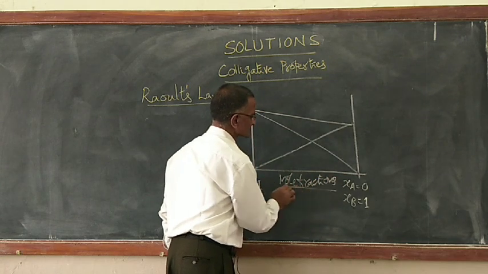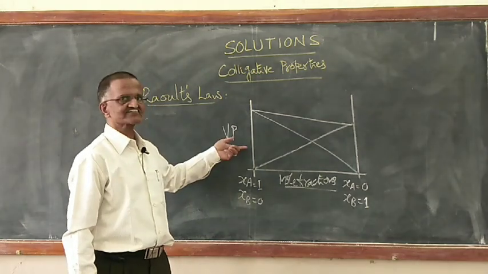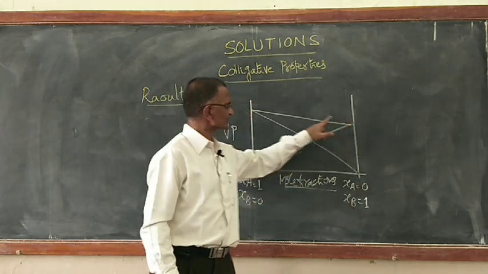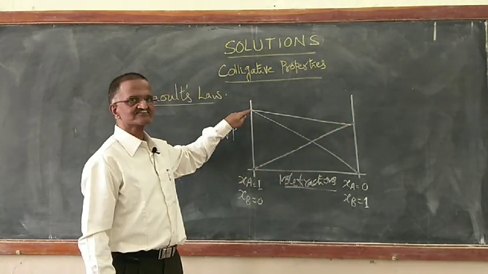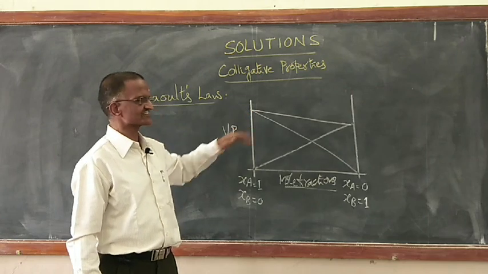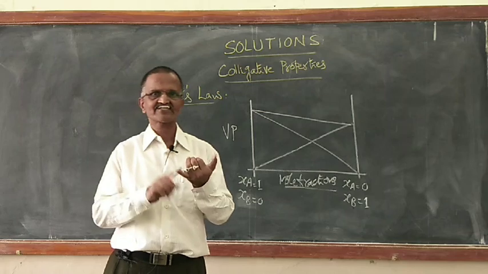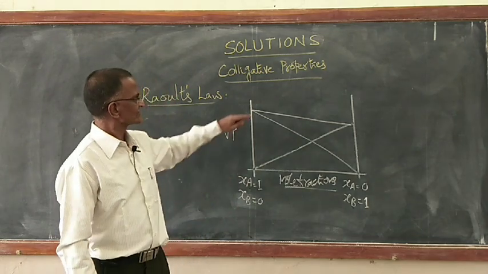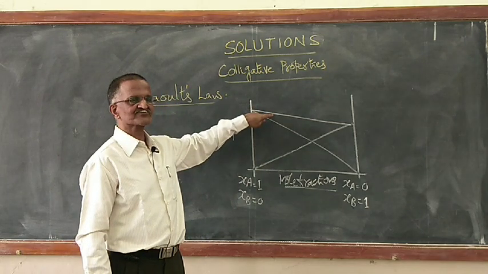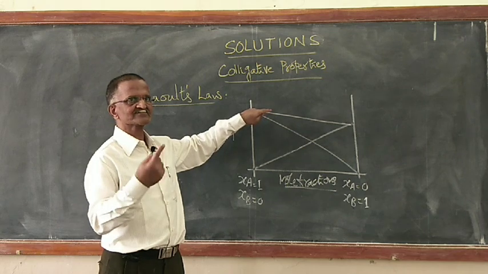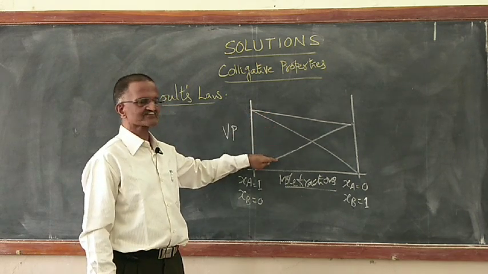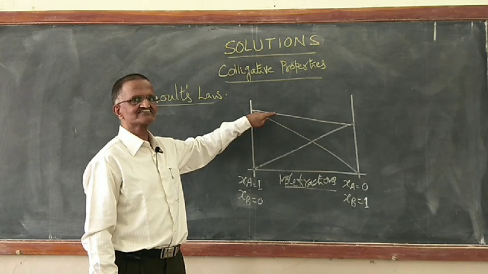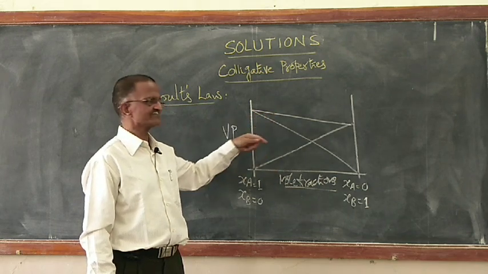Clear? Now, when I look at this, I understand B is less volatile than A. Clear? While discussing that, yesterday I had said ideal solution, non-ideal solution. What is an ideal solution? When the observed total pressure of the solution is as expected, then it is an ideal solution.